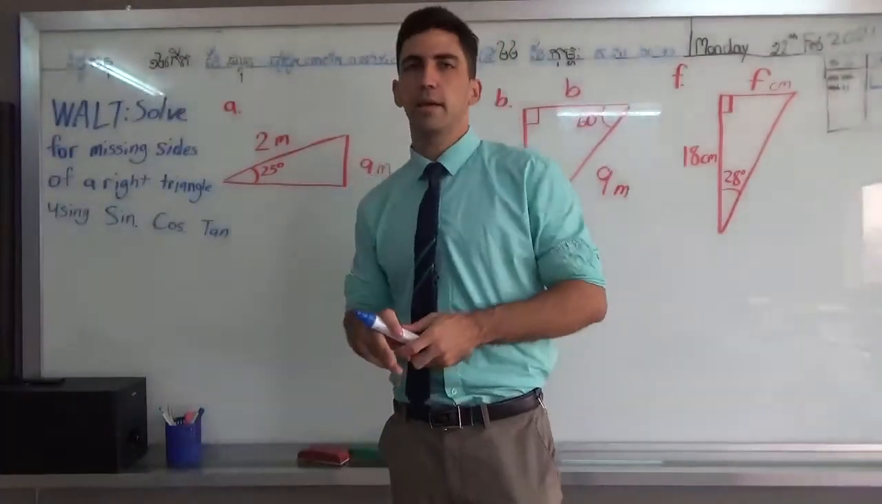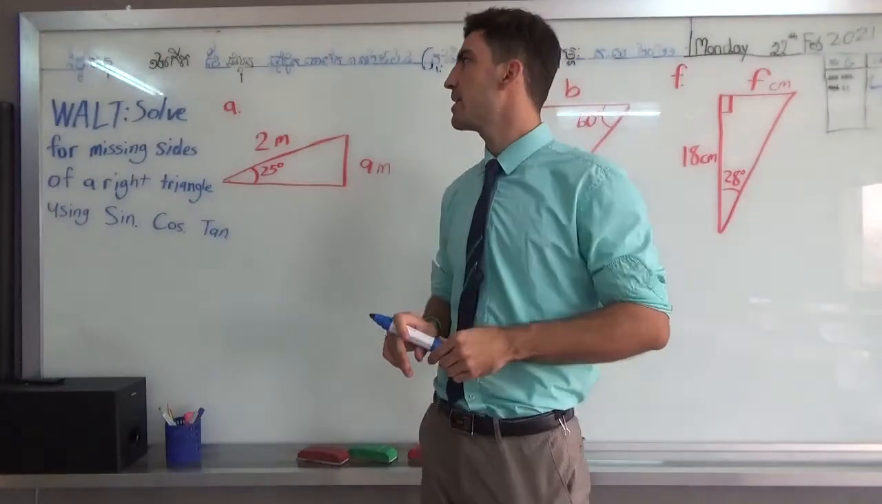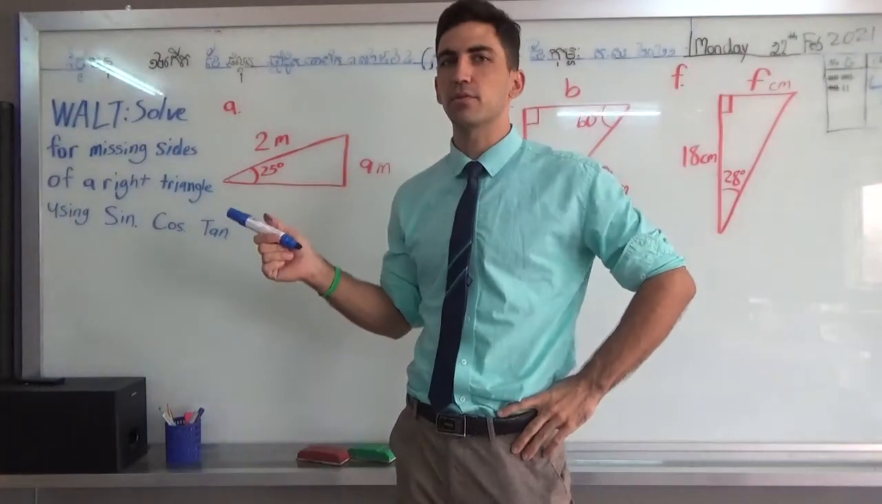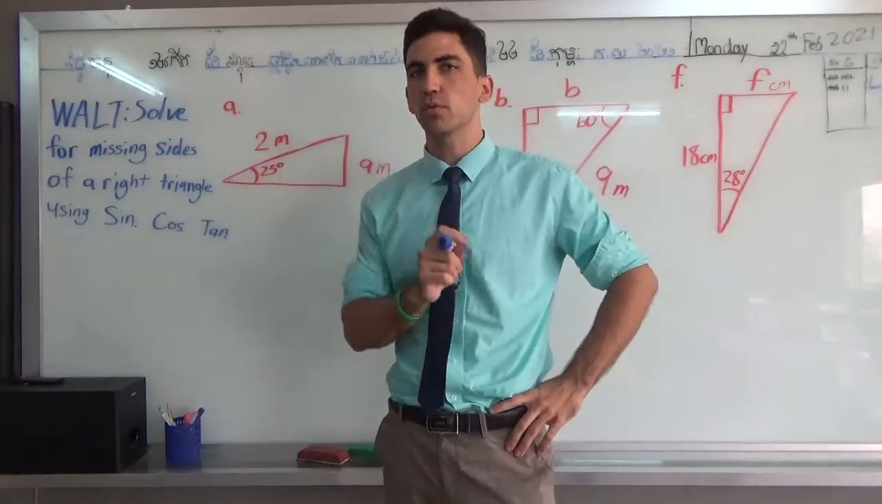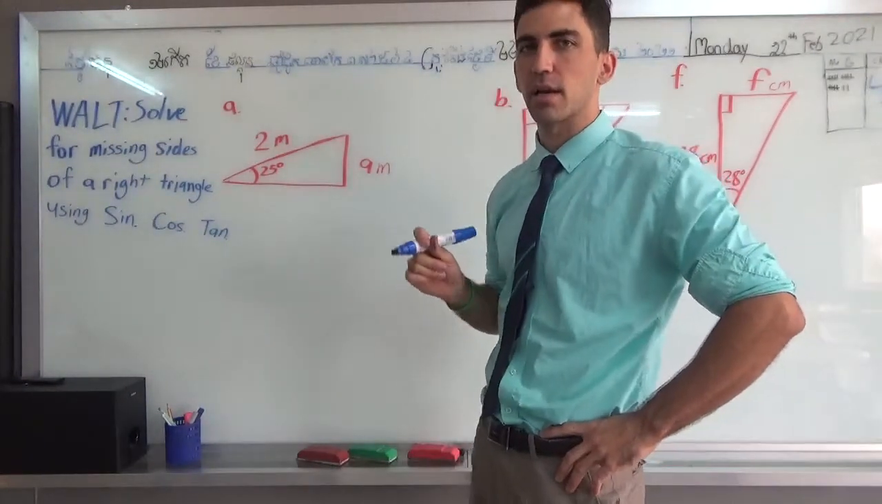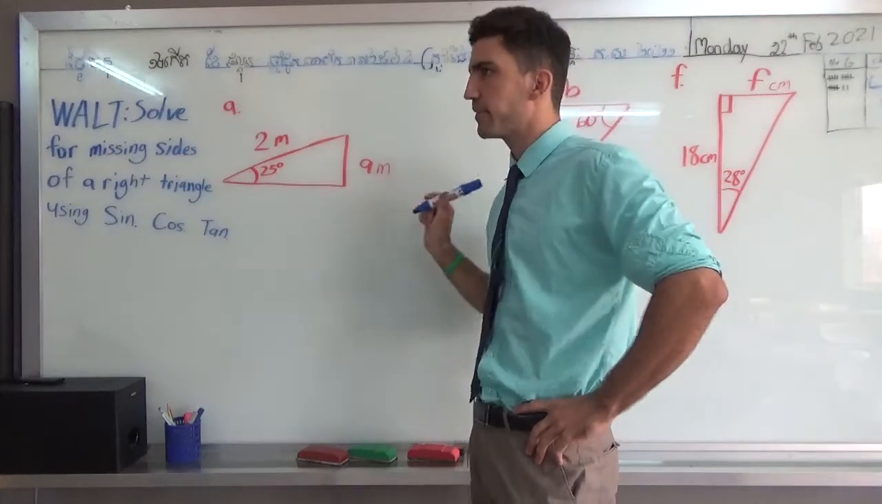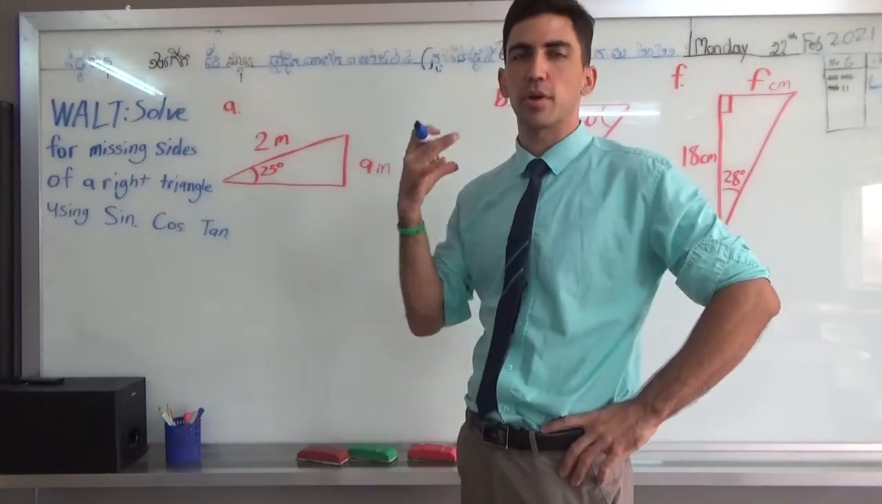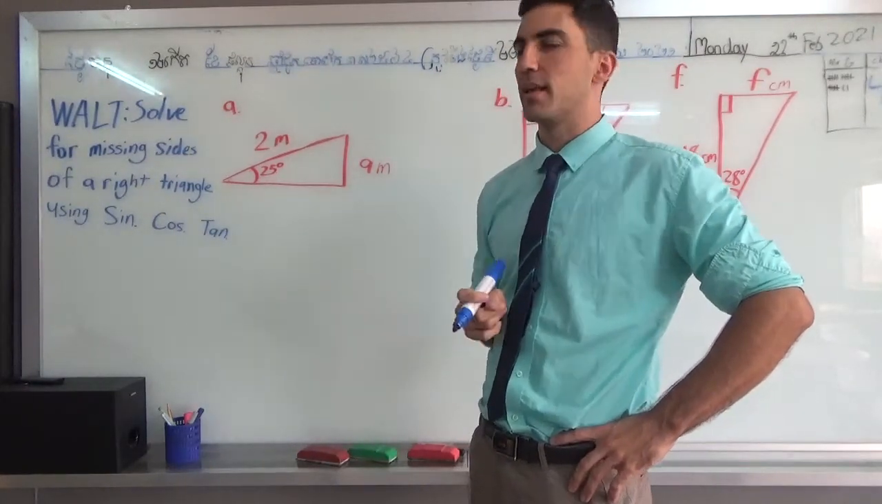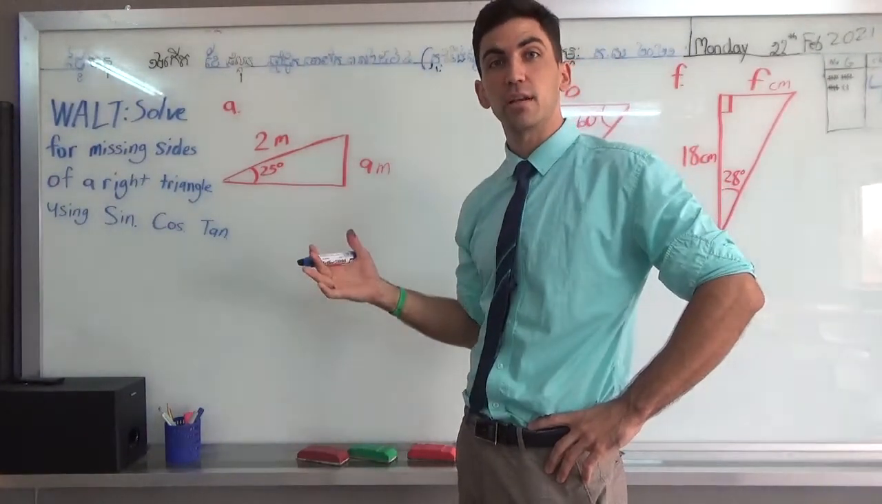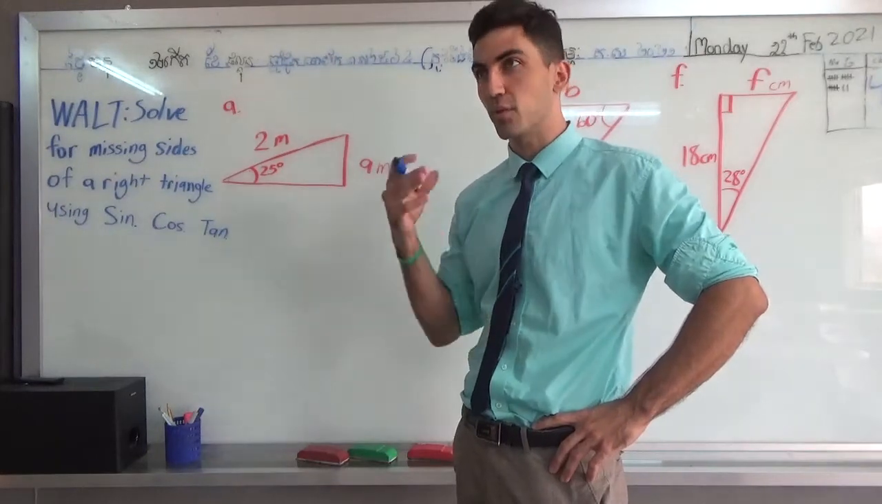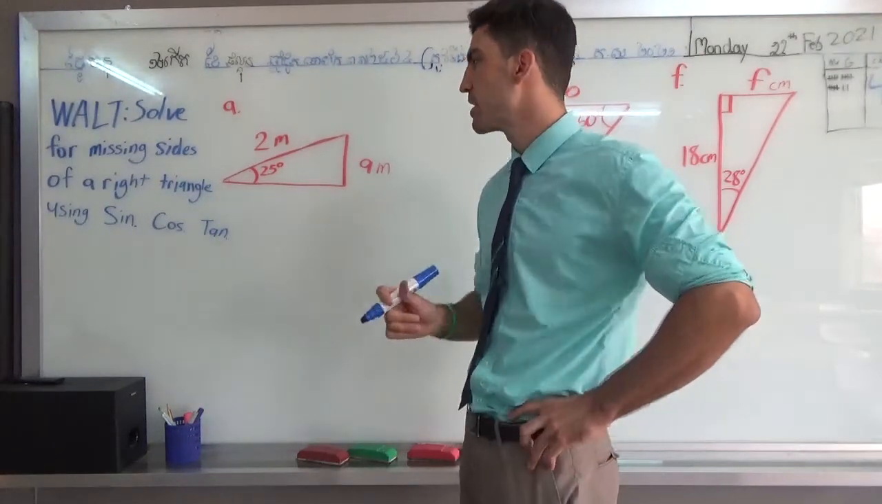Hello everybody, Mr. Guiton here, and today we are going to learn how to solve missing sides of a right triangle using sine, cosine, and tangent. I have 3 examples on the whiteboard and we're going to work through them together, and hopefully as I demonstrate you will understand what I'm doing and you will learn how to do it on your own.